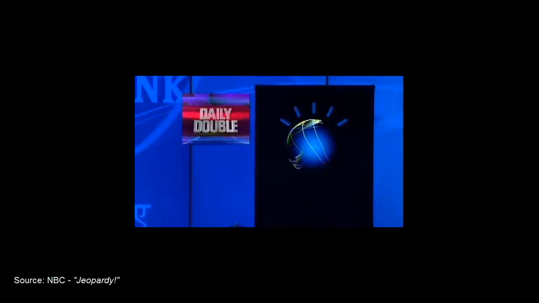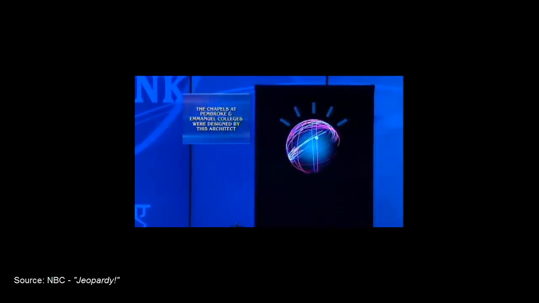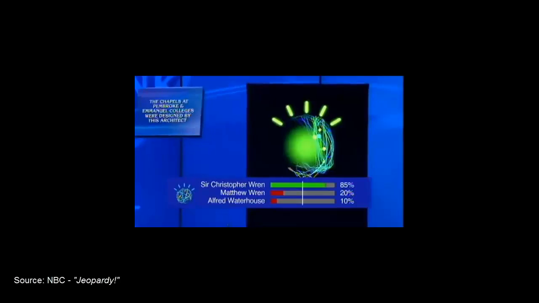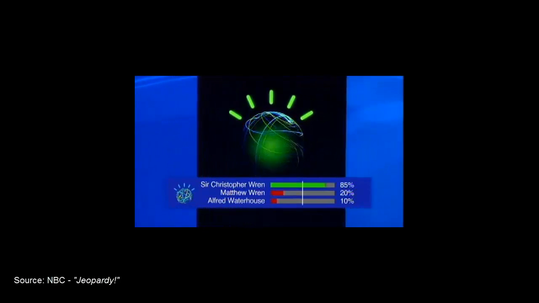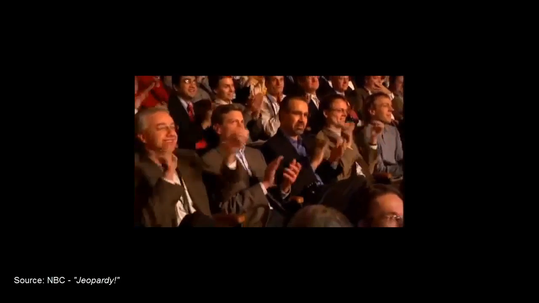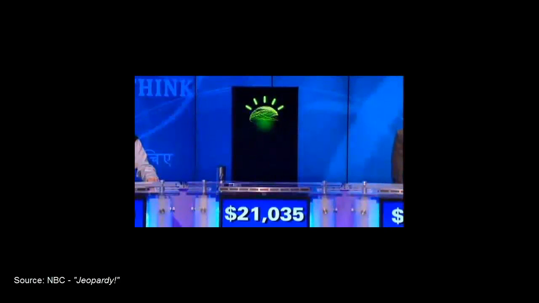Here's the clue for you, Watson. The chapels at Pembroke and Emmanuel colleges were designed by this architect. Who is Sir Christopher Wren? You are right, and that adds to your total. $21,035. Go again. The Art of the Steel for 1600.